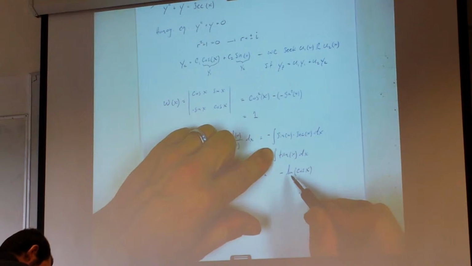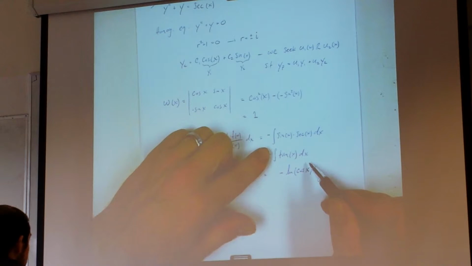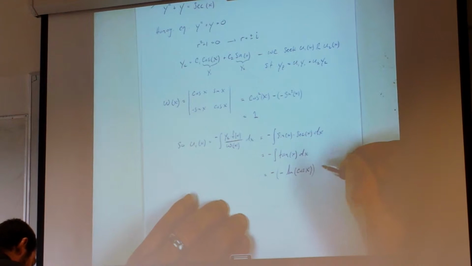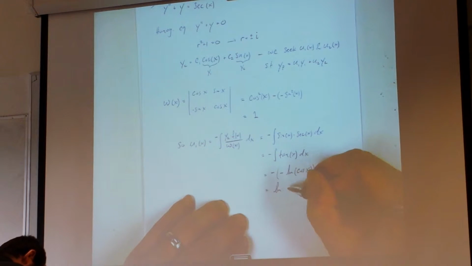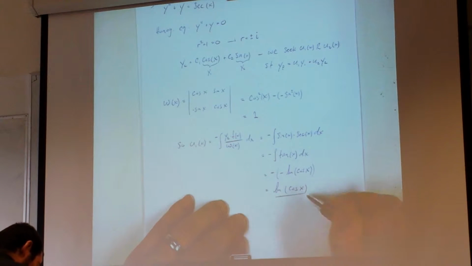You can verify it by differentiating this. The derivative of natural log is 1 over cosine times the derivative of cosine, which is negative sine, so that negative makes up for it, but there's a negative out front. So we get natural log cosine x. Okay, that's our u1.